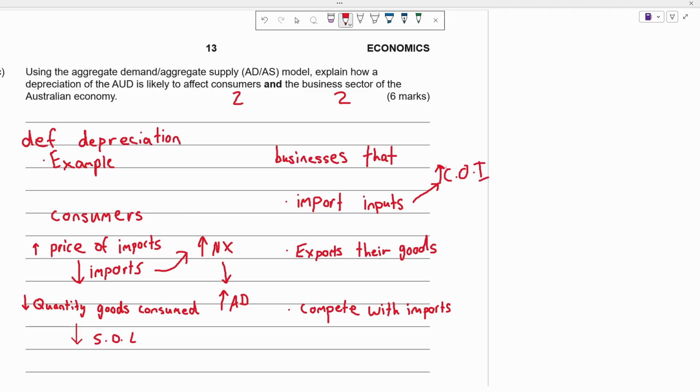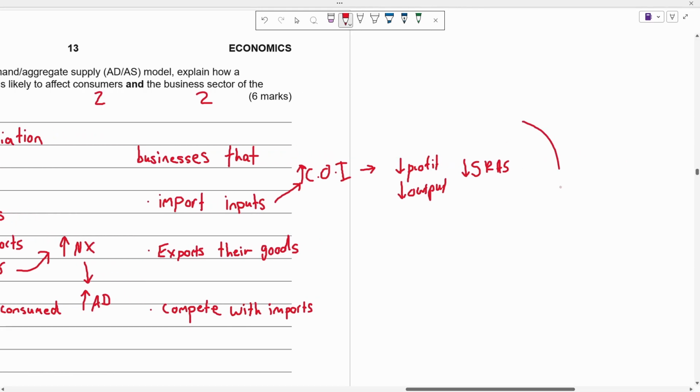Now, as these businesses face a higher cost of inputs, they're going to make less profit, decrease their output, and it would also decrease short-run aggregate supply. So this would shift short-run aggregate supply to the left. Now you could stop here, but also if you want to, with all of these ones, you could also talk about the macroeconomic effects, which we'll do later.